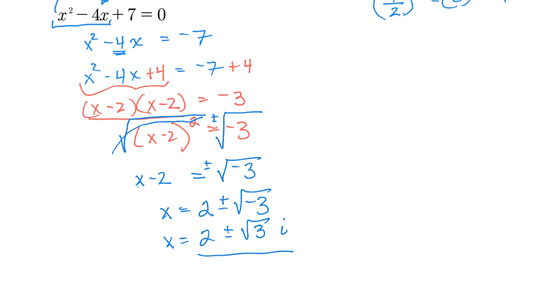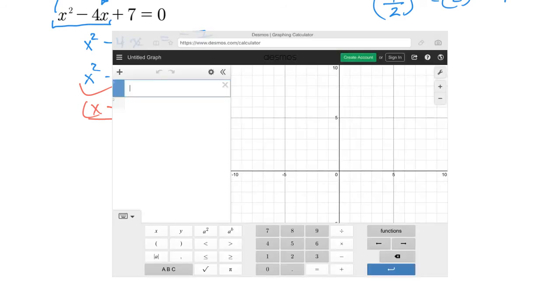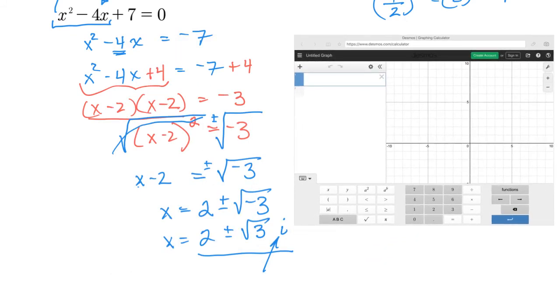One interesting thing to note with this is that if I have an i there, then let me show you what happens when you try and graph that. Okay, so let's graph this. So y equals x squared minus 4x plus 7.